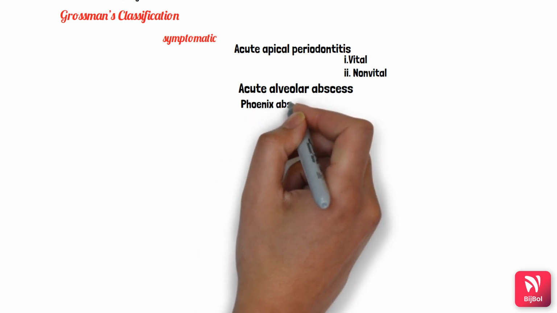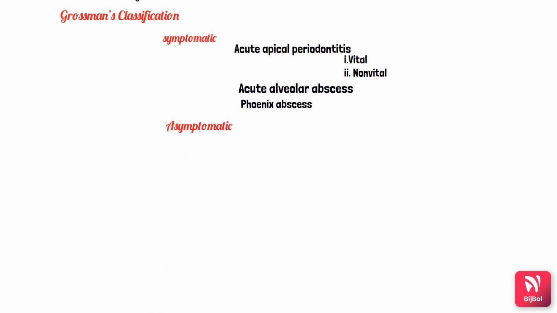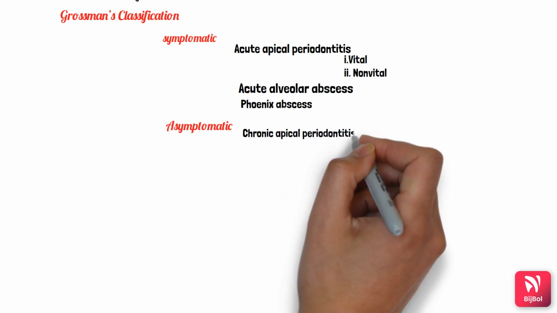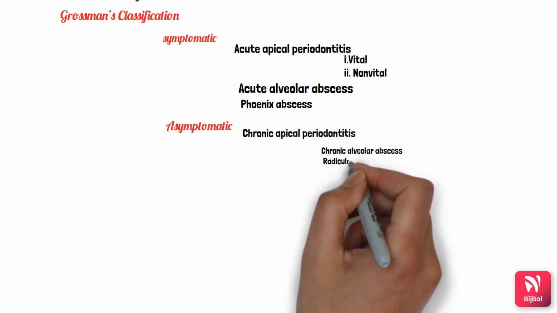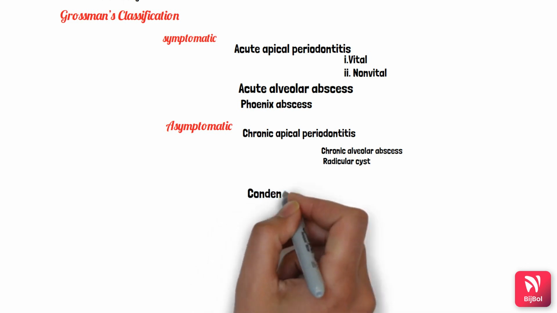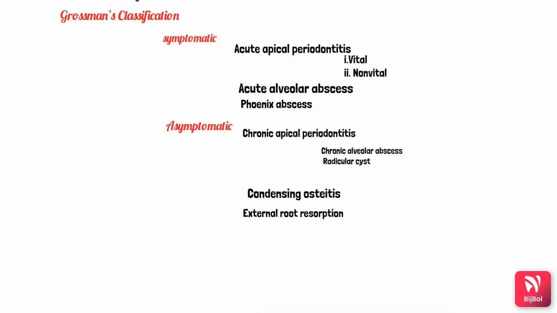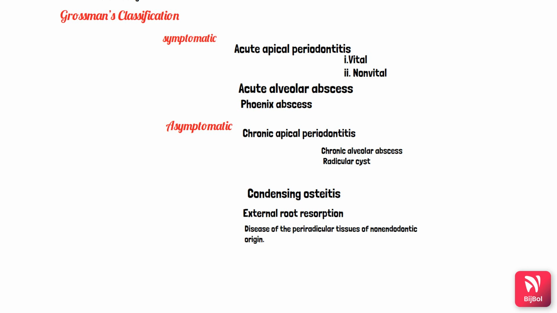Now we'll see the asymptomatic periradicular diseases, which are asymptomatic apical periodontitis, also known as chronic apical periodontitis, the chronic alveolar abscess, radicular cyst, and condensing osteitis, and the external root resorption with persistent apical periodontitis, and also the diseases of the periradicular tissues of non-endodontic origin are under the periradicular pathologies.